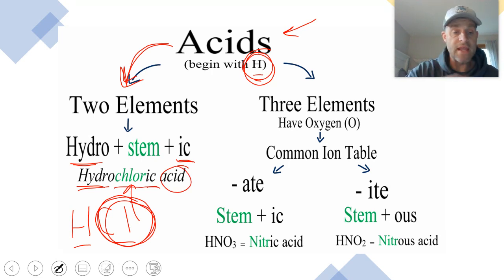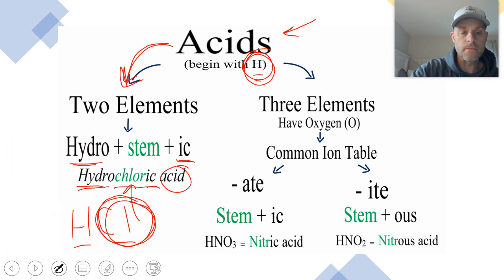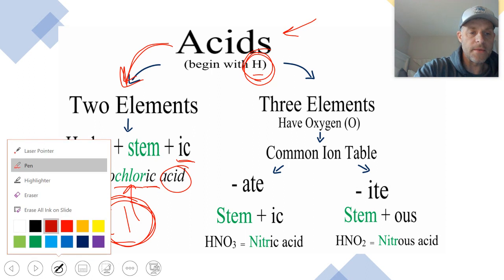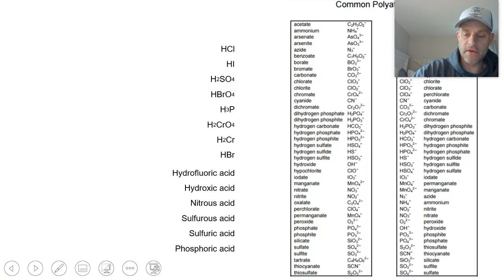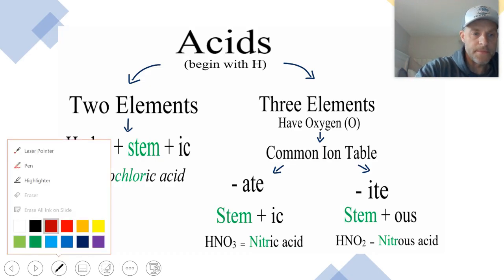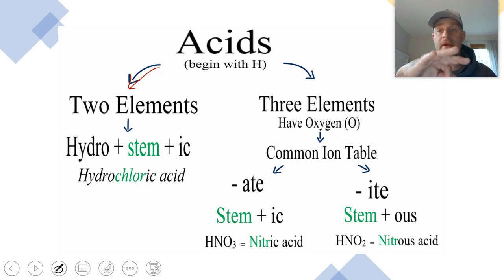Okay? So anytime you see two elements, I'm going to go this direction. No, that's not going to work for me. Two elements, I'm going to go that way. What if I have 3 or 4? And by the way, if there's 3 or 4, you bet your butt you're going to have oxygen in there.